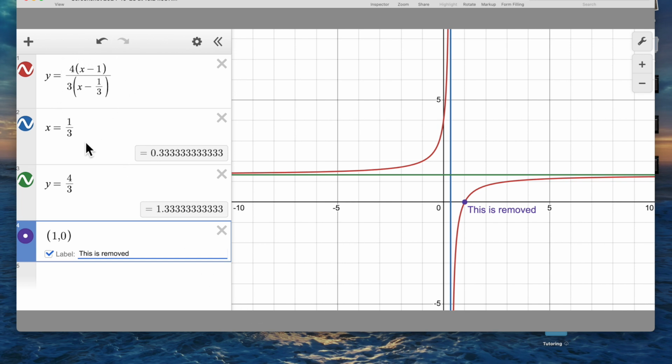We have a vertical asymptote at x equals 1/3 in blue. We have a horizontal asymptote at y equals 4/3 in green. And we have this point removed because x cannot equal 1. In our combined domain, we see a y-intercept of 4.